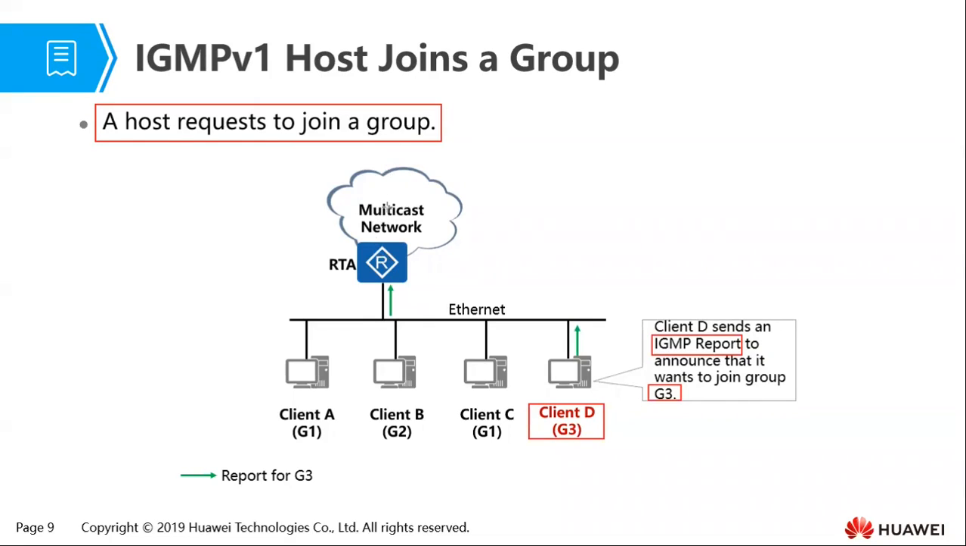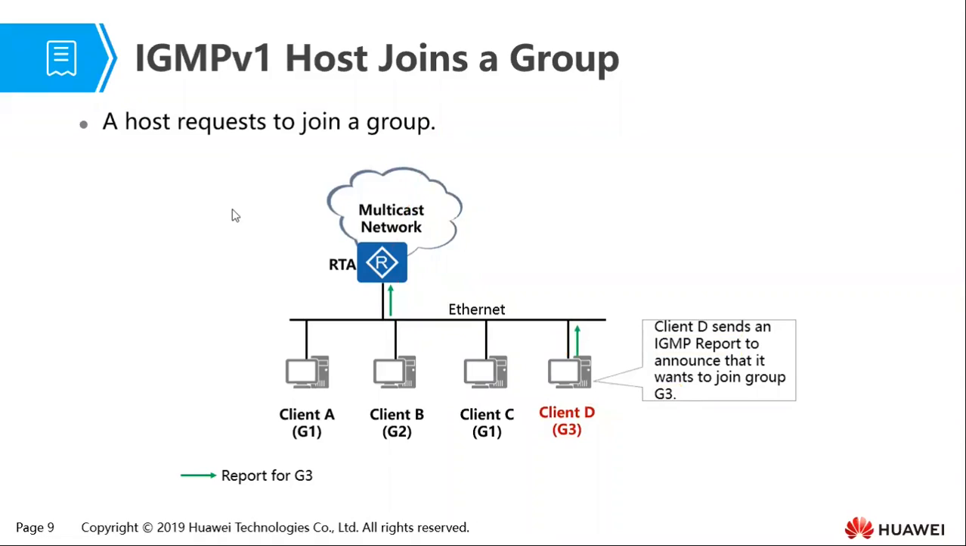Remember, if the router is receiving multicast packets for group 3 and there is no member, it does not send multicast packets to this network segment. But after, for example, client D sends the join message, the router is going to add it, and it's now going to send packets that are meant for group 3. So that's how the join is done.